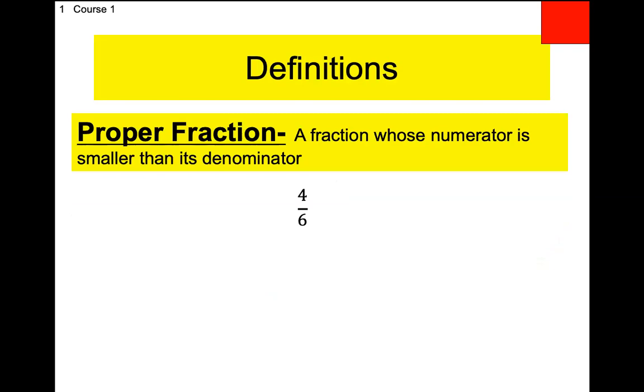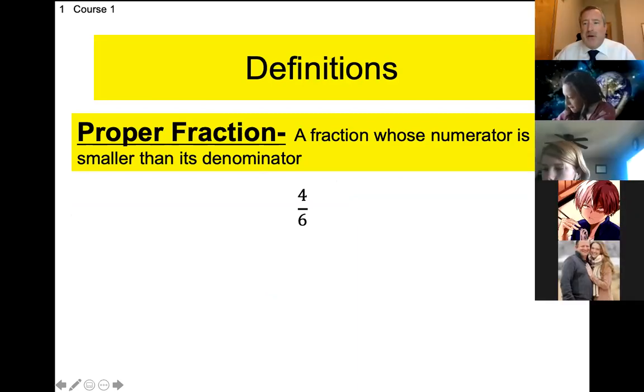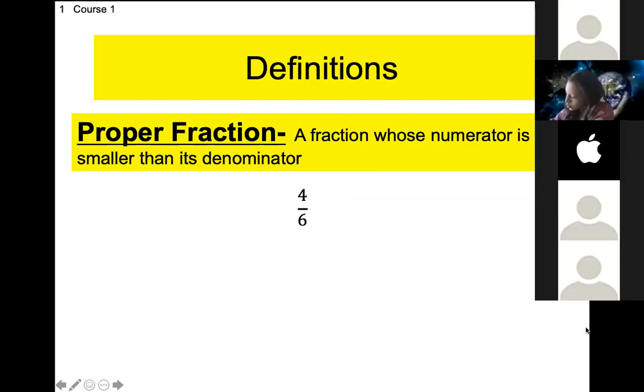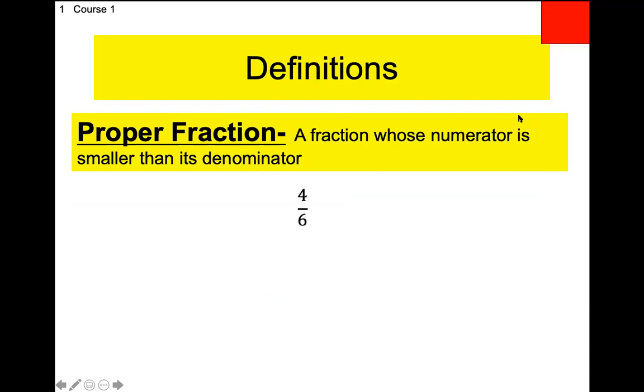Proper fractions. Those are fractions that are defined as when the numerator, the top number, is smaller than the bottom number, the denominator. That's how we define proper fractions. Proper fraction, a fraction whose numerator is smaller than its denominator.